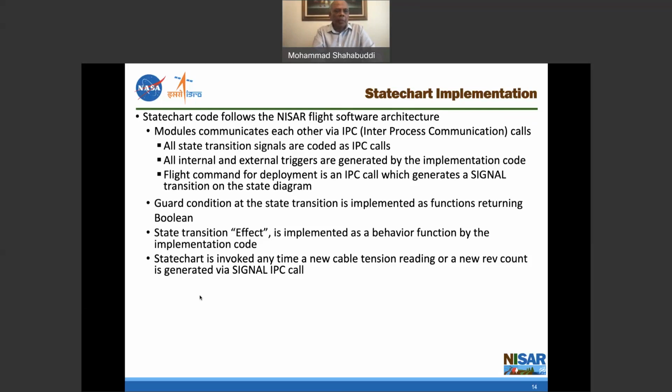All flight commands for deployment are IPC calls which generate a signal transition on the state diagram. Guard conditions at the state transitions are implemented as functions returning Boolean. State transition effects are implemented as behaviors by the implementation code. The state chart is invoked any time a new cable tension reading or new ref count is generated, by a single IPC call.